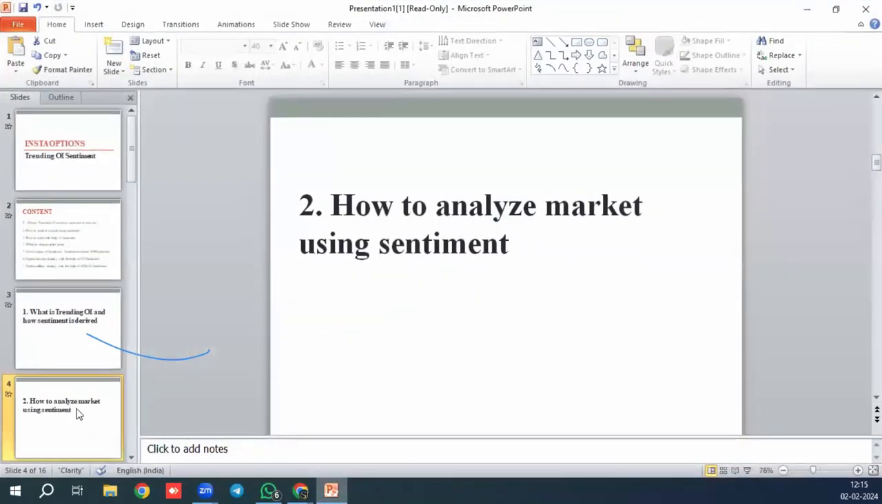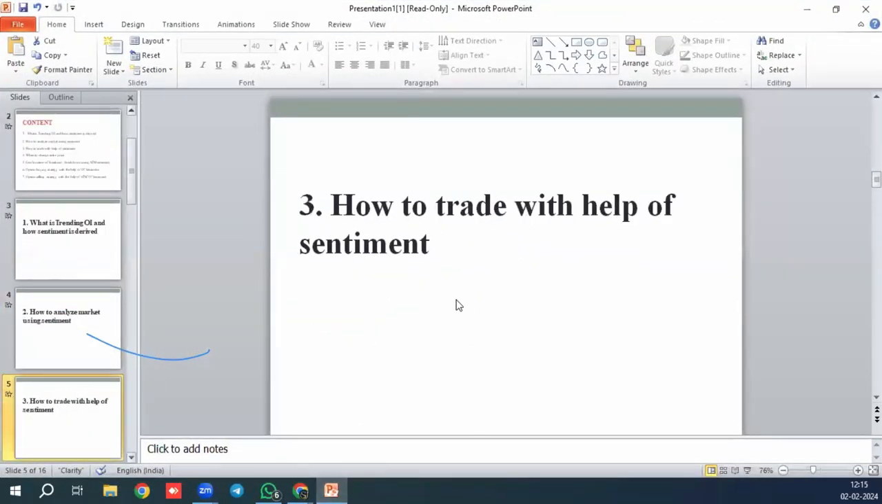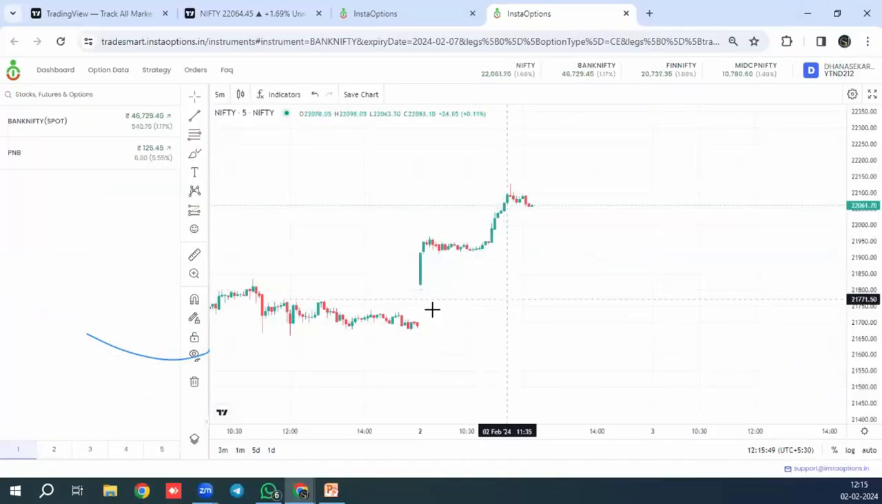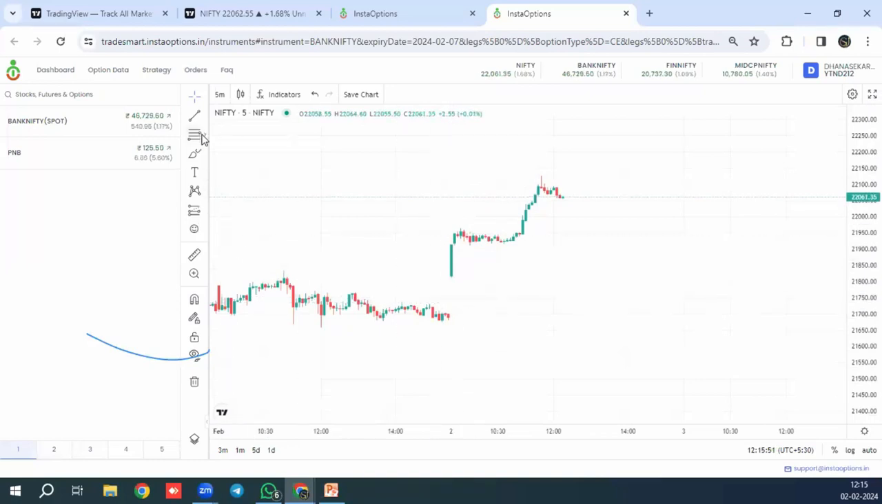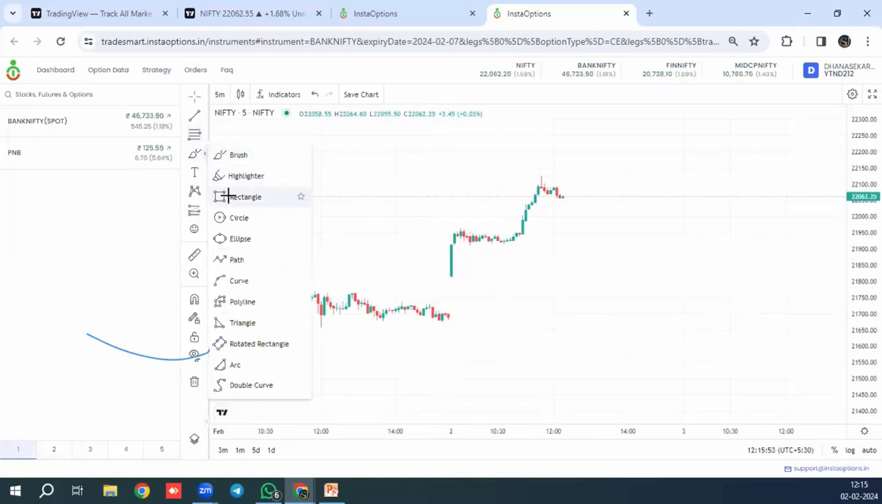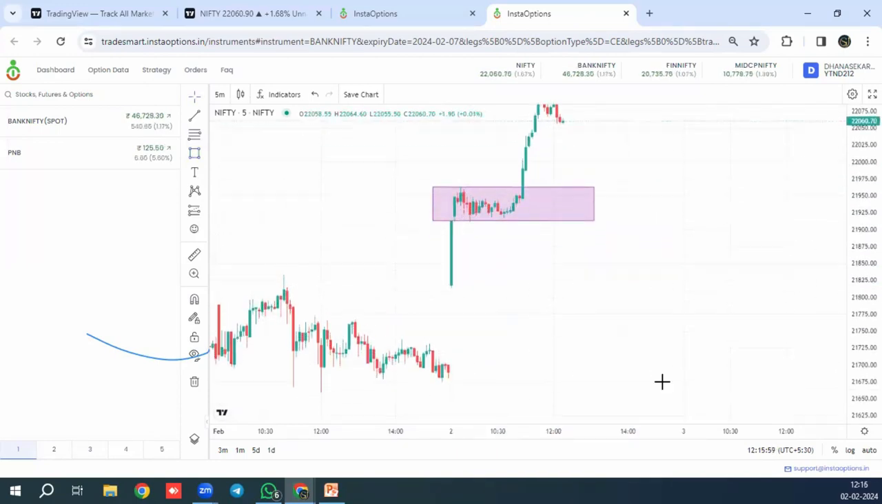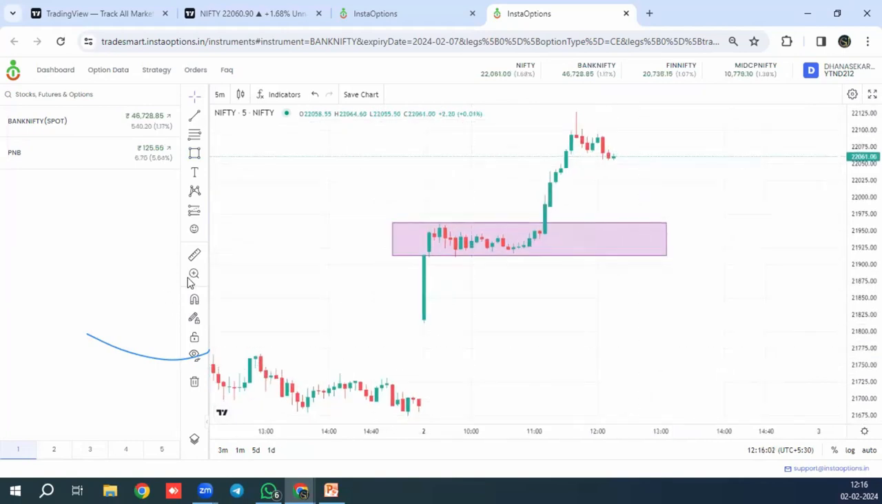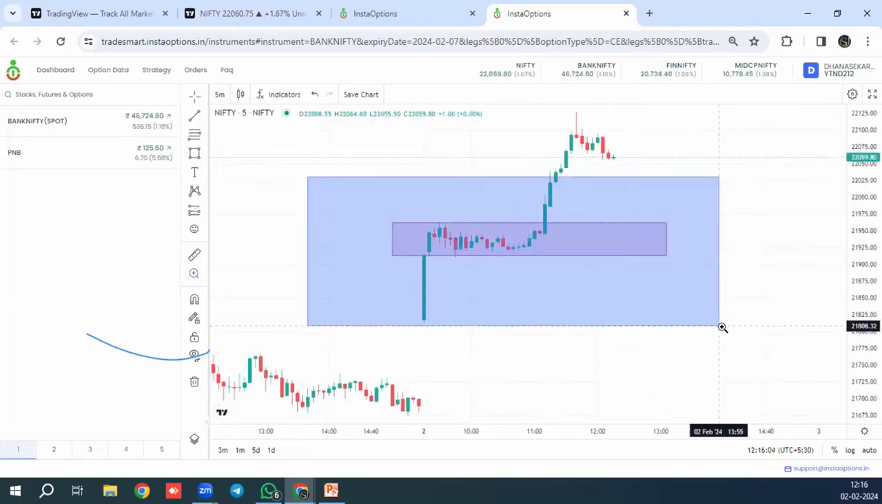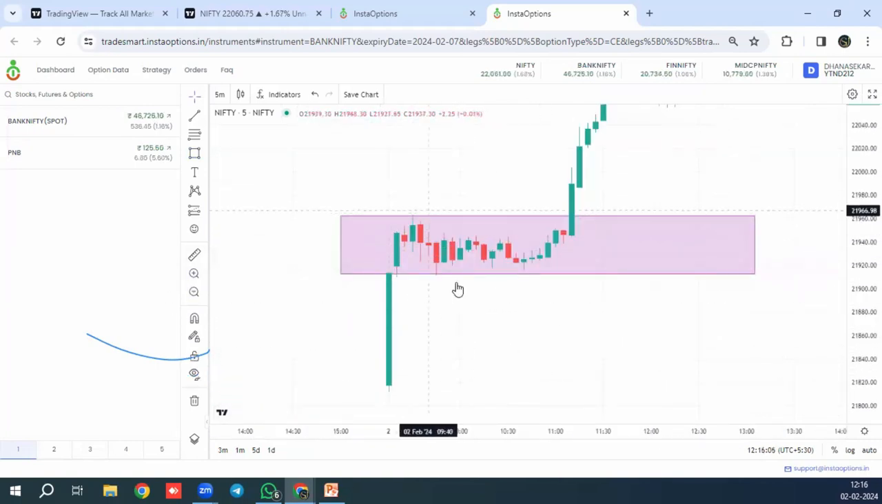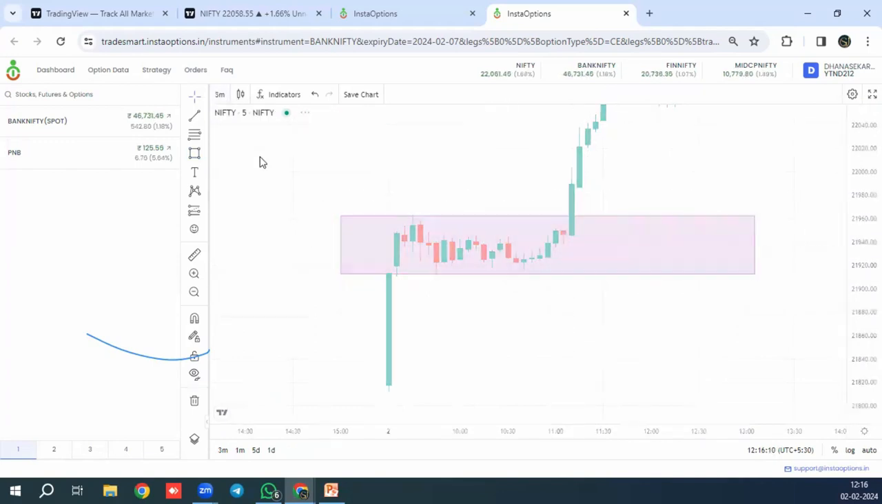And next one. So how to trade with the help of sentiment? Yeah, that's what I was explaining. Now here, we can see there is a huge consolidation here. You can see this huge consolidation and there is a breakout. We can even go to the 3 minutes time frame.